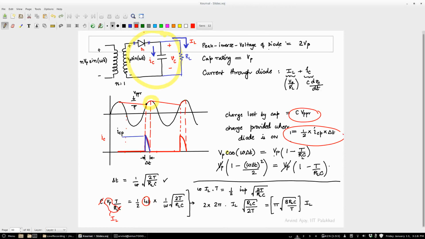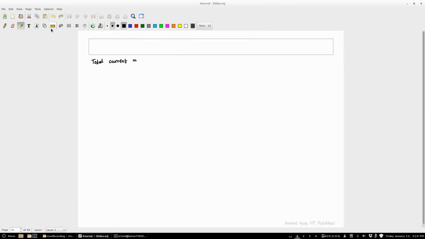So your total current is given by two terms. The first term itself is this term, second term is that term, correct? So going back, the total is given by IL into the square root of 8 RLC by T, which is IL into 1 plus pi times the under root of RLC by T.